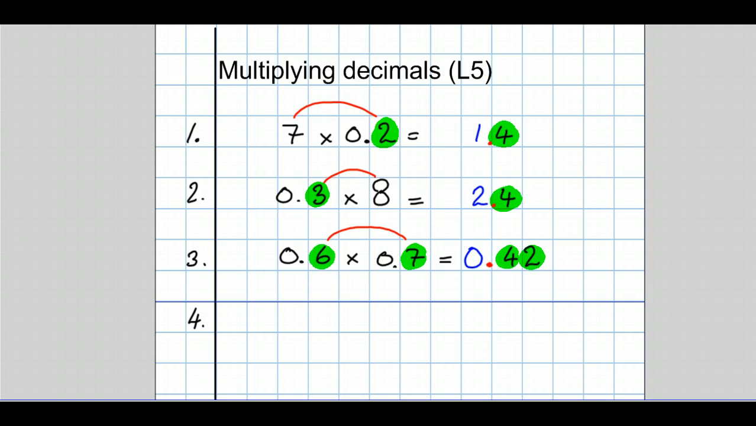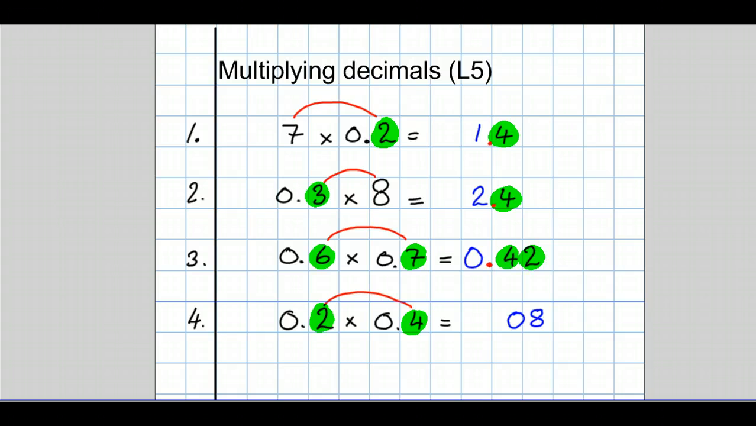Question 4. 0.2 times 0.4. So you multiply 2 and 4 together to give you 8. Then we look at the question, and we've got two figures after the decimal point. So we've only got one figure. What we do here is we pad out our answer with zeros. They're the only figures we can add when we need to.